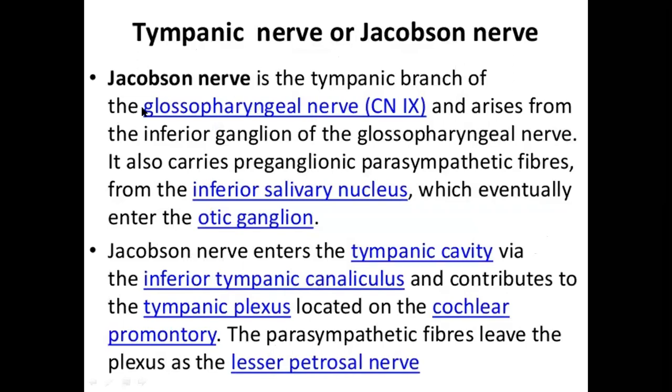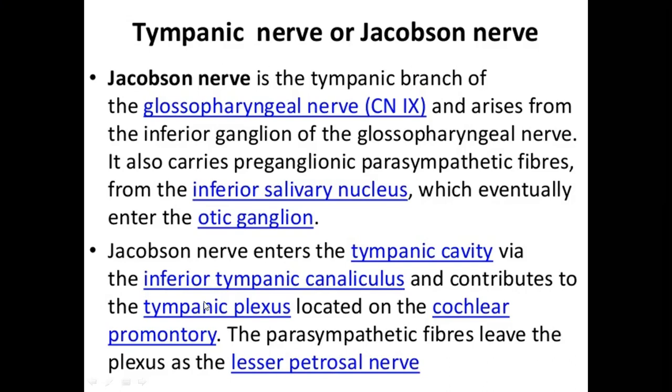What is Jacobson nerve? It is the tympanic branch of the glossopharyngeal nerve, which enters through the floor of the tympanic cavity and onto the medial wall, and arises from the inferior ganglion of the glossopharyngeal nerve. It carries the preganglionic parasympathetic fibers from the inferior salivatory nucleus, which eventually end at the otic ganglion, and after ending in the otic ganglion they distribute towards the parotid gland.